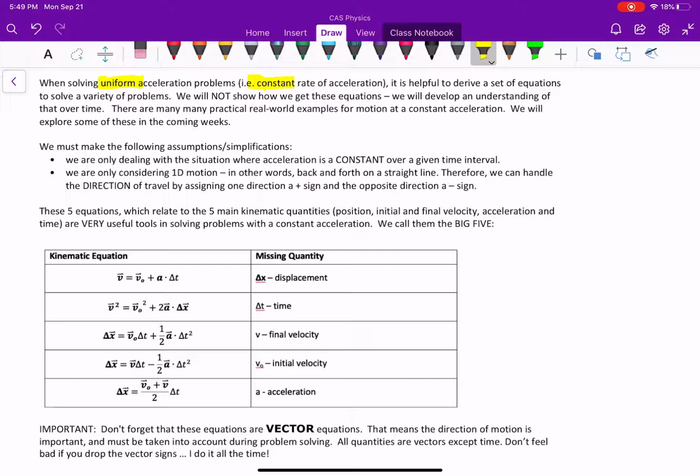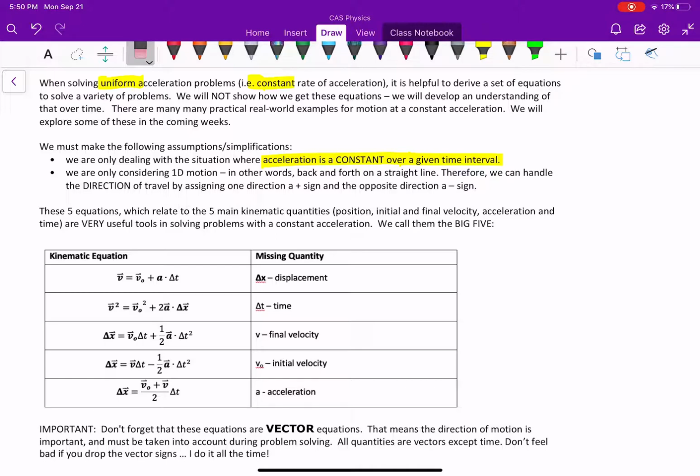So there are a few assumptions we're going to make as we go through this. We're only going to deal with constant acceleration, where the acceleration is constant over a given time. If we're talking about an interval of time, we assume that acceleration is uniform. If the acceleration changes, say it stops and then turns around, you might need to break your problem up into more than one section.